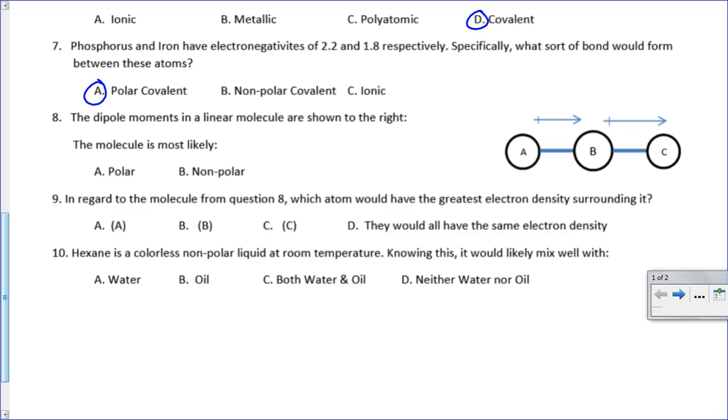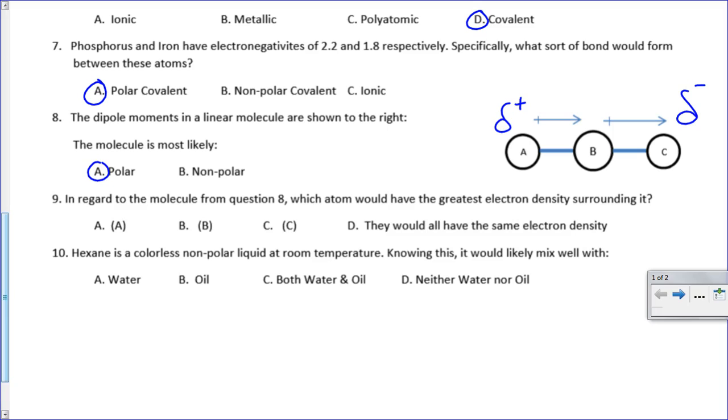Okay? If that's the case, then there is an uneven distribution of the electrons, which is the definition of something that is polar. All right? This would likely have a partial positive charge on this end of the molecule and a partially negative charge on this end of the molecule because the electrons are moving over there to the right.